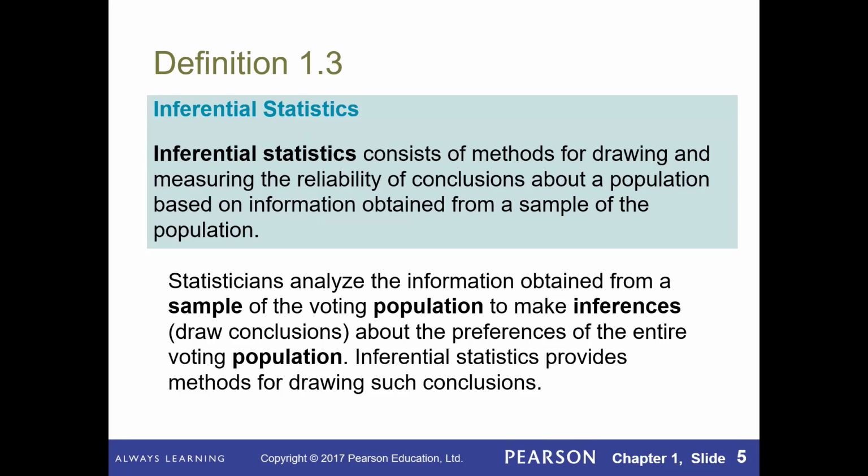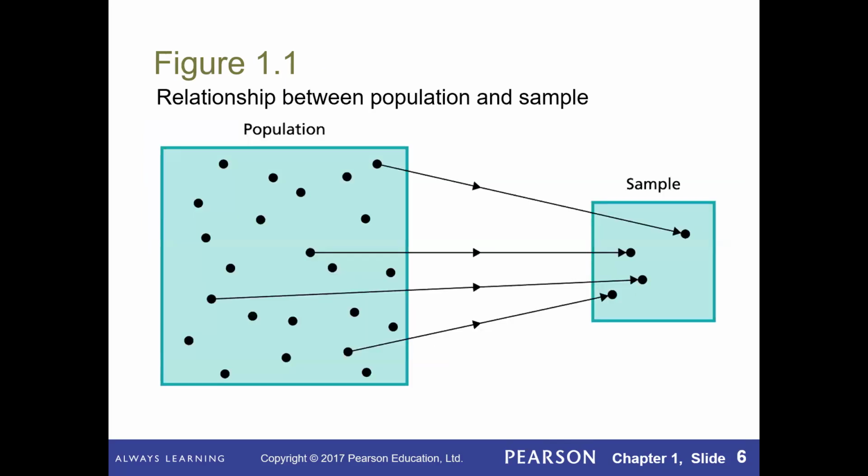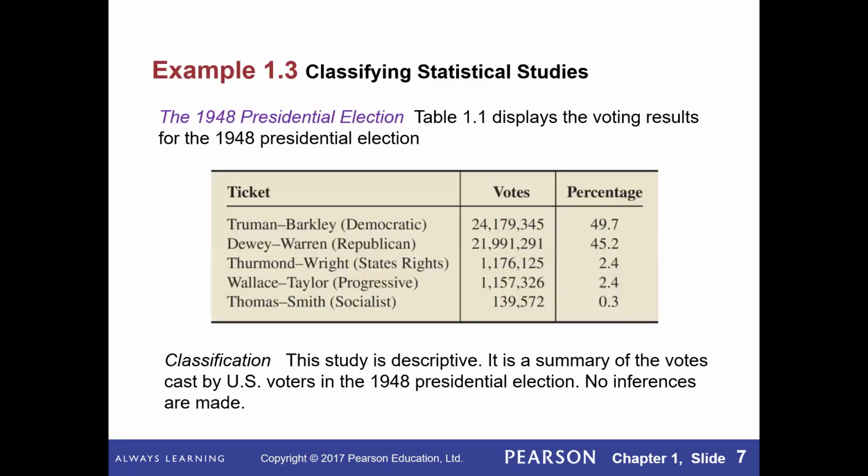Okay. Inferential statistics. Inferential statistics is a branch of statistics which is used to analyze the information obtained from a sample to make inferences about the entire population. So here you can see the relation between population and sample. You can see four samples, and these samples are drawn from the original population. This table here indicates the descriptive summary of the data. Here, no inference is made.